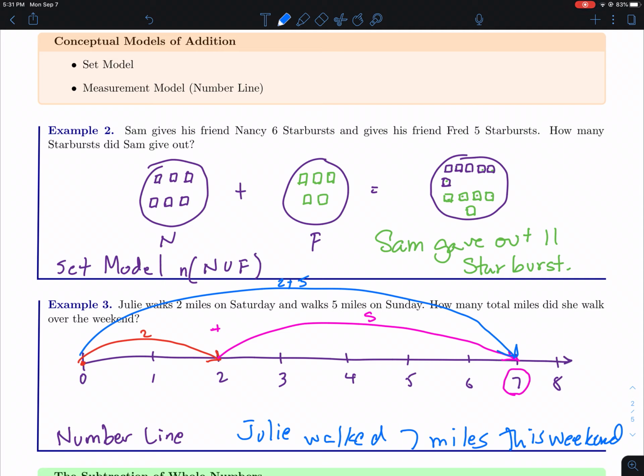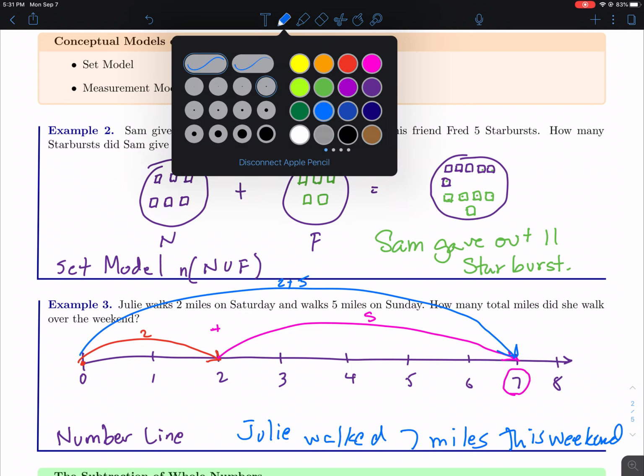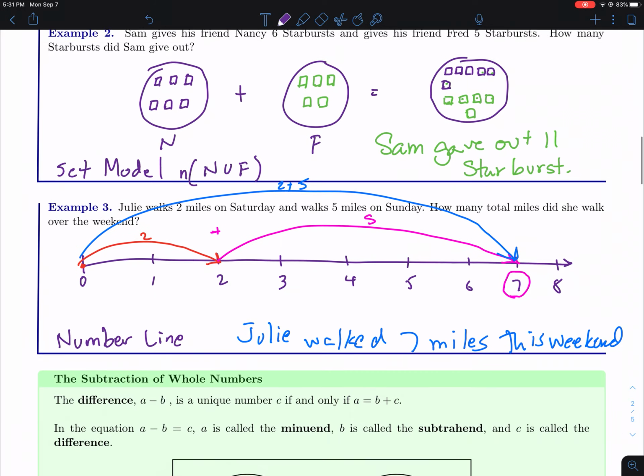So again, those are the only 2 addition models that we're actually going to be using. So it's either the set model or the number line model. So again, if you have questions about that or anything, just let me know. Otherwise, let's get into the subtraction models.